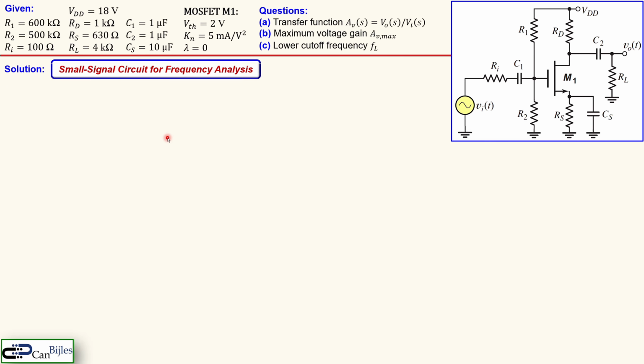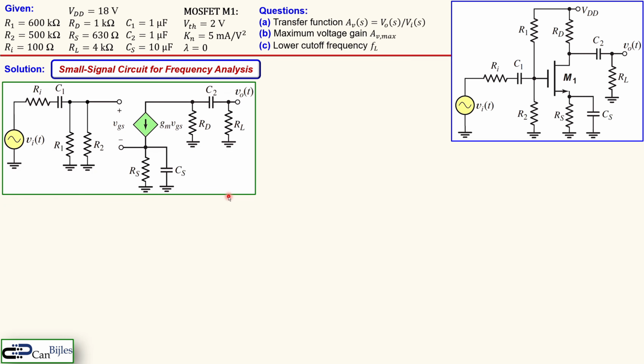Okay, let's first start with the small signal circuit, but specifically for the frequency analysis. Now this is the circuit we can use. This is the small signal circuit. You also see in addition the capacitors C1, C2 and CS. Those are the coupling capacitors C1 and C2, and this is the bypass capacitor CS. In order to determine this transfer function, VO over VI, we separate our problem in three different parts. So we will actually make it in sections.